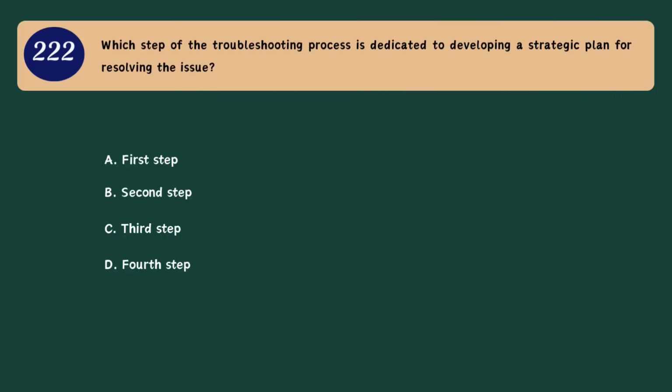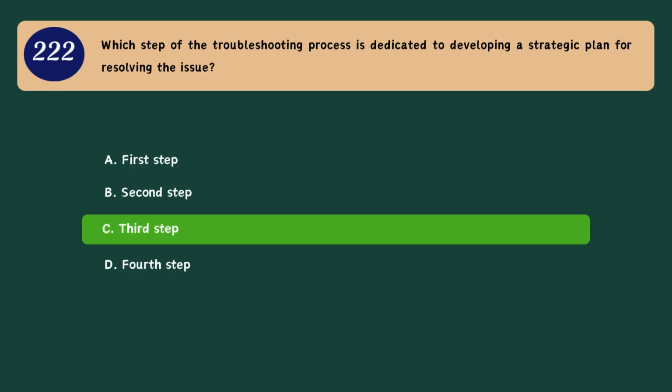Question 222. Which step of the troubleshooting process is dedicated to developing a strategic plan for resolving the issue? A. First step. B. Second step. C. Third step. D. Fourth step.